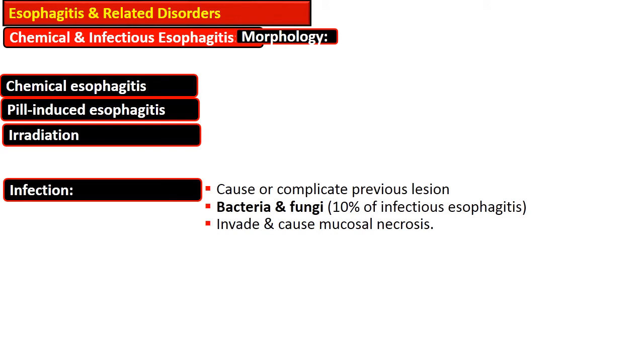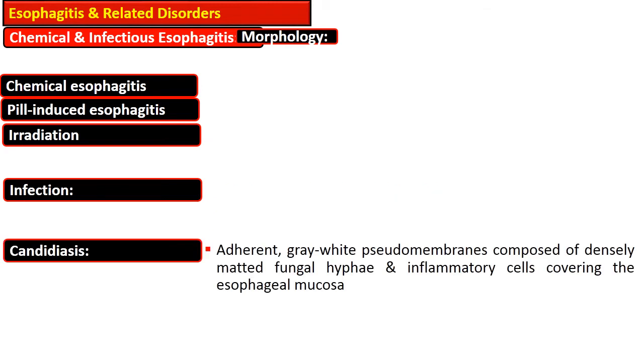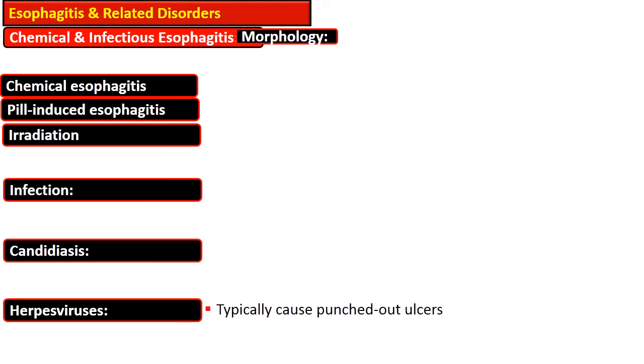The infection may affect the esophagus as a causative factor, or it may complicate any previous lesion that is present there. Bacteria and fungi are responsible for about 10% of infectious esophagitis. They invade and cause mucosal necrosis. Candidiasis results in an adherent gray-white pseudomembrane composed of densely matted fungal hyphae and inflammatory cells covering the esophageal mucosa. Herpes virus infection of the esophagus results in typical punched-out ulcers.